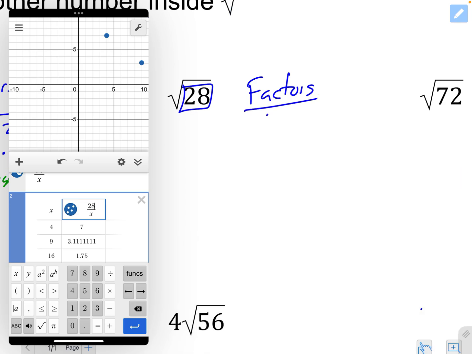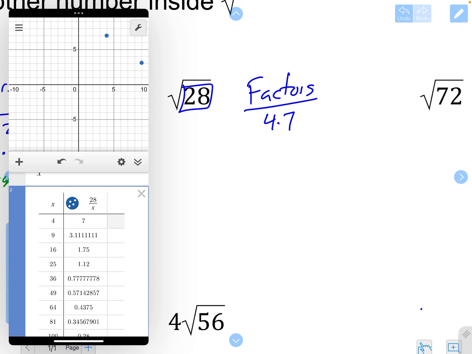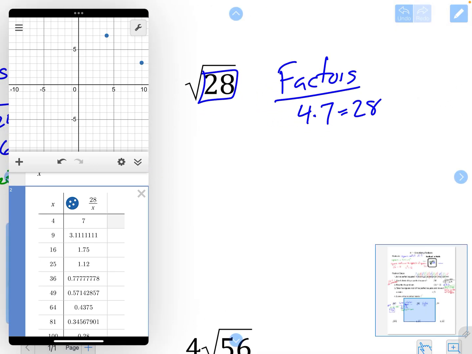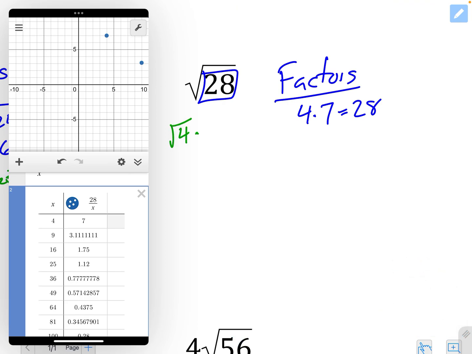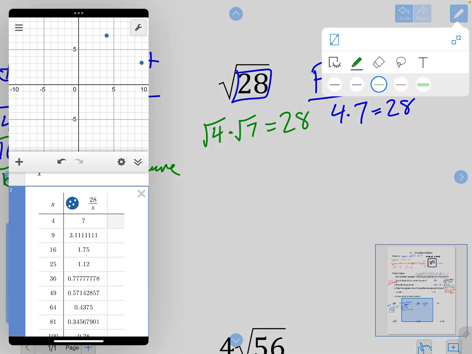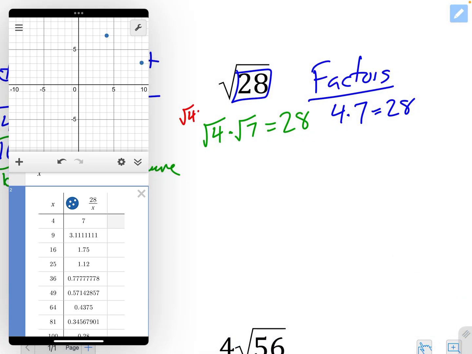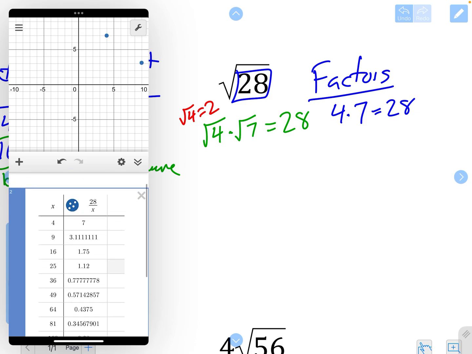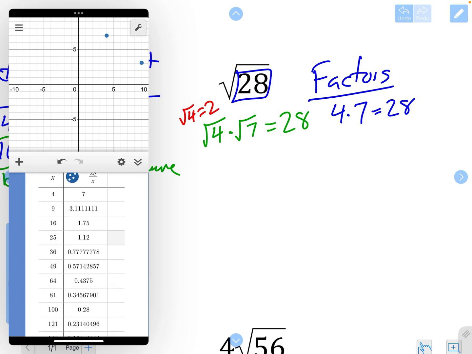So for my factors, I get 4 times 7. 9 is a decimal, and everything else is less than 2. So 4 times 7 equals 28. Now I need to rewrite my factors as square roots. Square root of 4 times the square root of 7 equals the square root of 28. I know that the square root of 4 equals 2, and once I know that, I can replace the square root of 4 with 2, radical of 7, and that is my simplified answer.